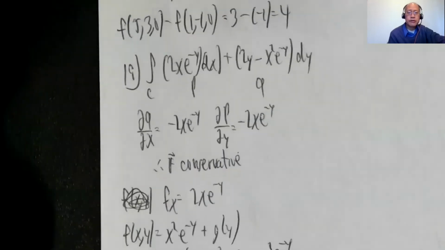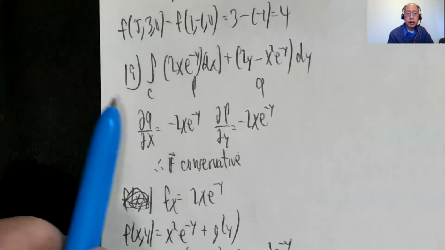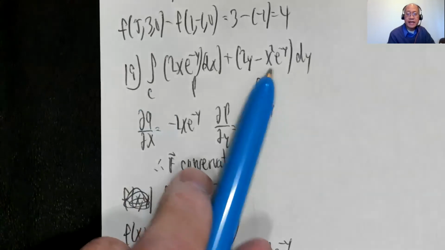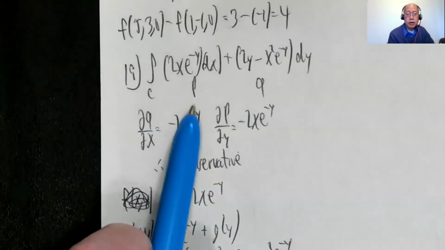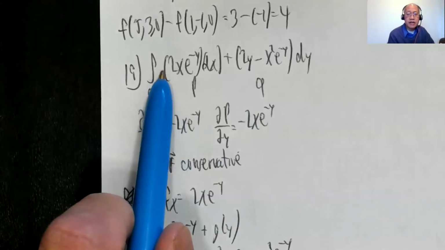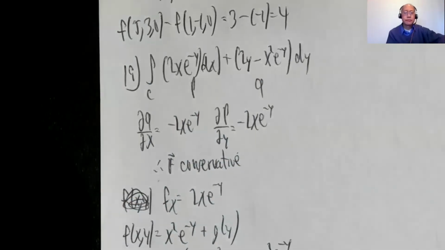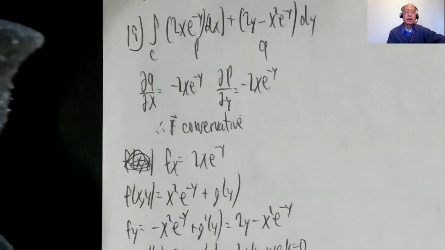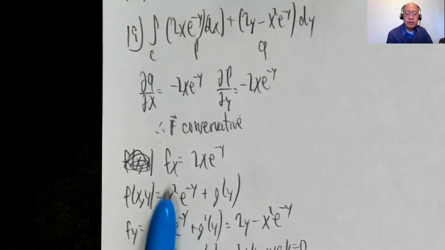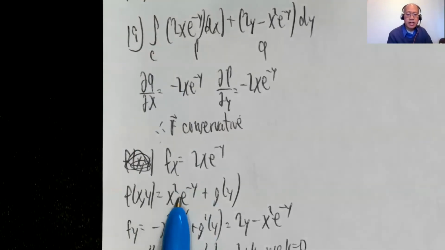All right, so do we have a conservative vector field? So partial of Q with respect to x is negative 2x e to the negative y. Partial of P with respect to y is negative 2x e to the negative y. They're the same, therefore F is conservative. So this is f sub x. Integrate with respect to x. x squared e to the negative y plus g of y.